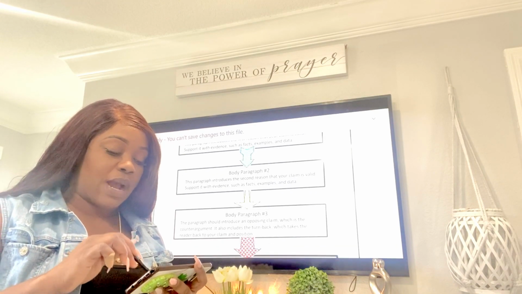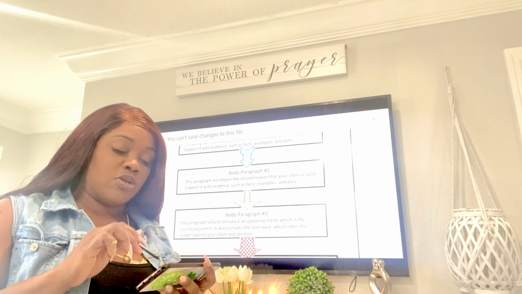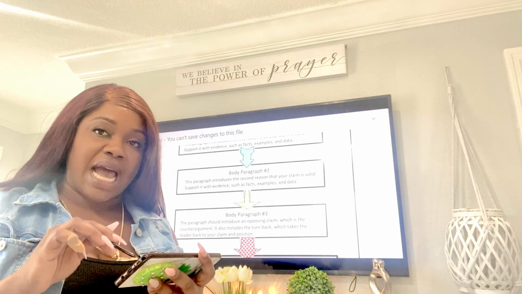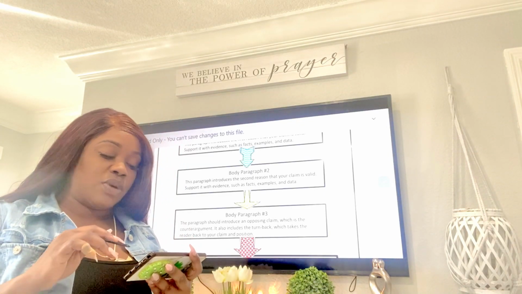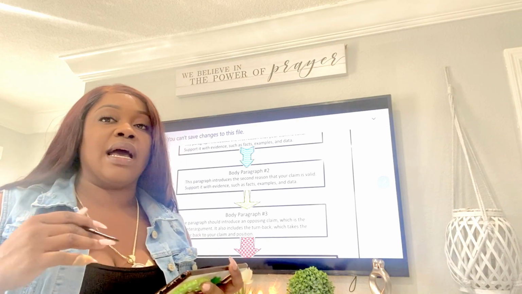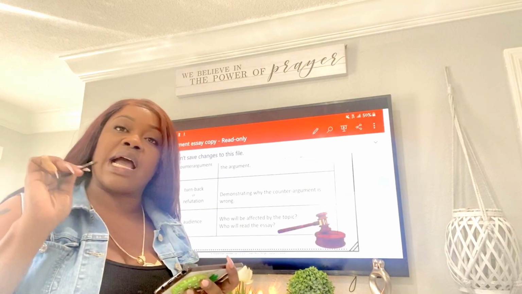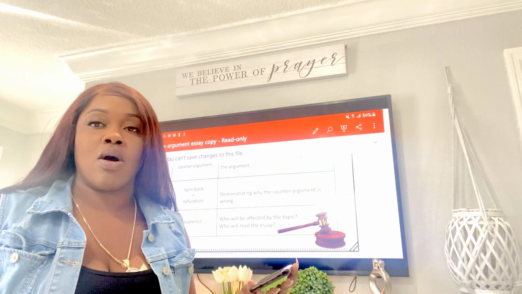And then your third paragraph would be your opposing claim, which is your counter argument. And this word again, turn back, okay? Which takes the reader back to your claim. And it's kind of saying, let's read the term. It says, demonstrating why the counter argument is wrong, okay?